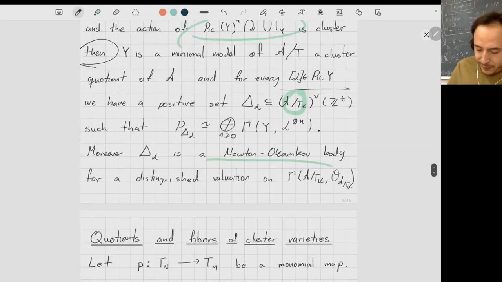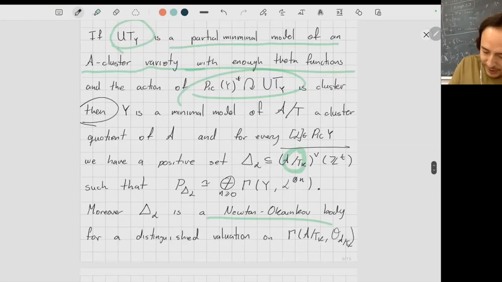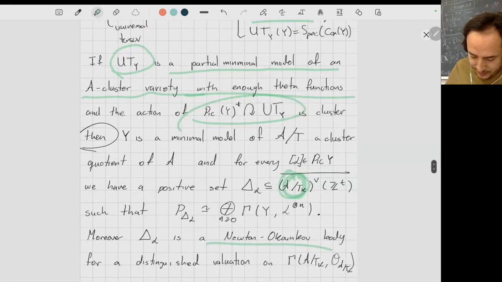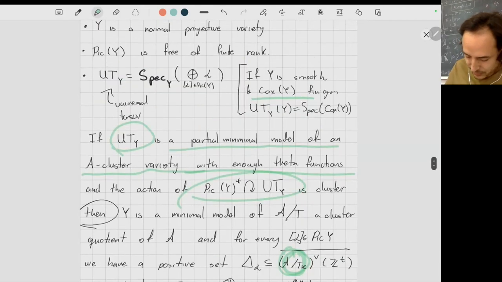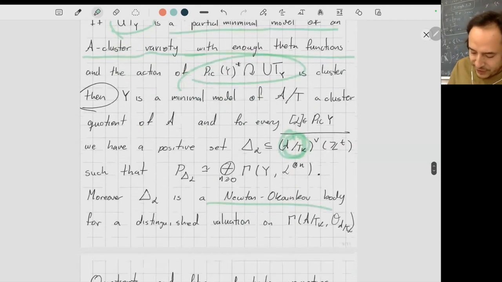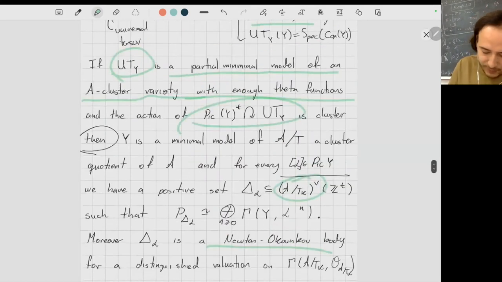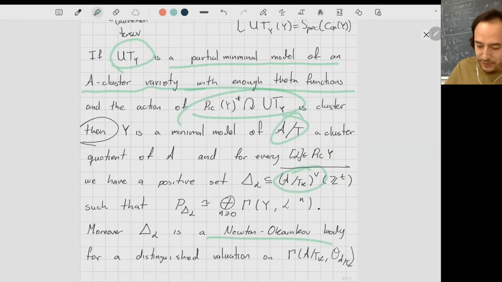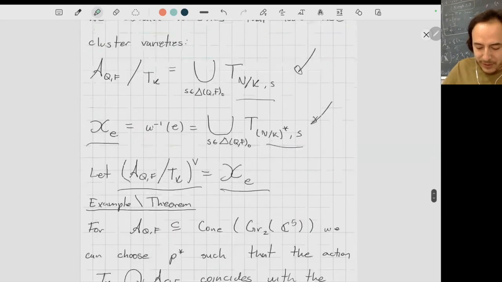These are part of the points that appear here. For example, here is like the check, and here it's the quotient. So that's why I'm talking about this.